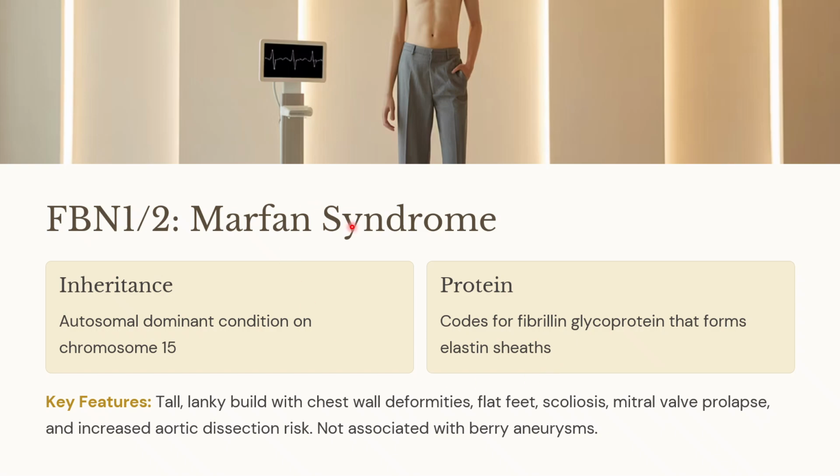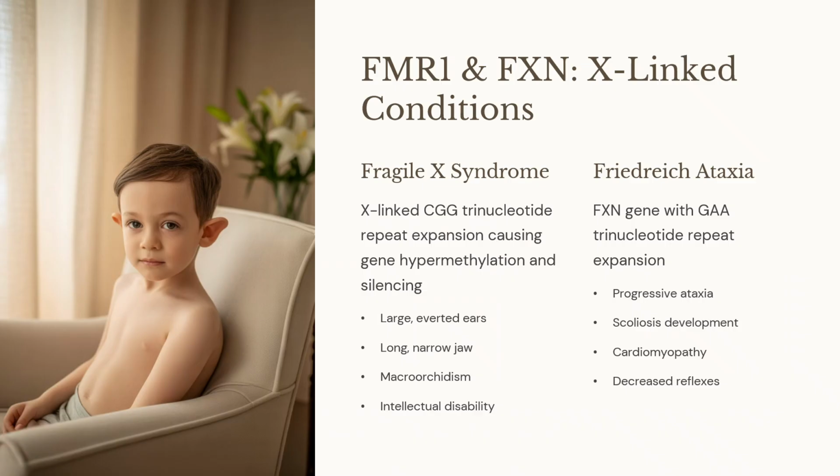The problem is that the gene codes for a fibrillin glycoprotein that forms the elastin sheath around it. So that is the problem in Marfan syndrome. Ehlers-Danlos may be associated with berry aneurysms because that is a collagen defect. But in Marfan syndrome, the defect is in the fibrillin glycoprotein.